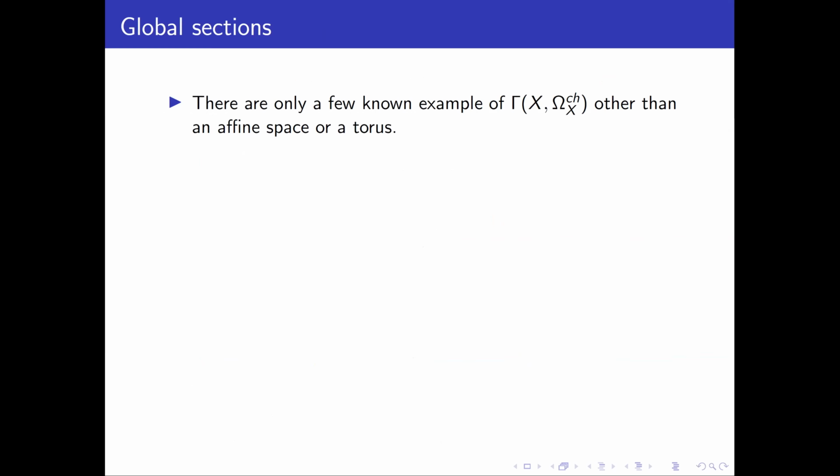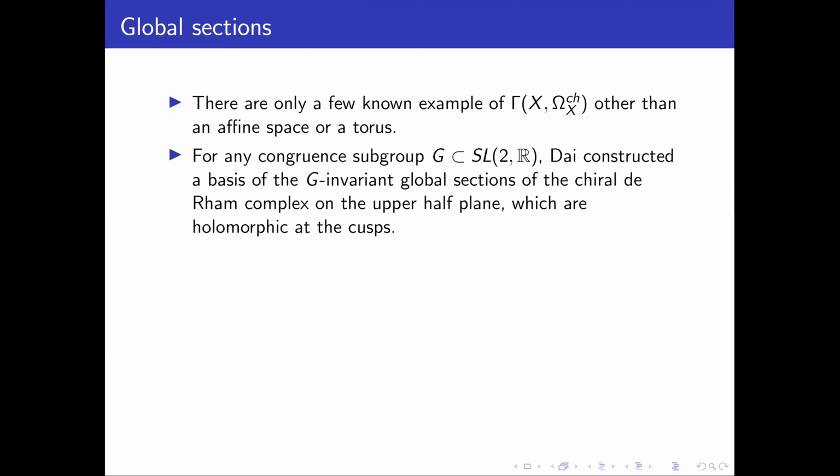Now, about the global sections of this sheaf, there are only a few known examples other than affine space or torus. Of course, for affine space it's trivial, and the torus is almost a trivial thing. I think just 1 or 2 years ago, for any congruence subgroup G of SL2(R), Xuanzong Dai constructed a basis of G-invariant global sections of the Calabi-Yau complex on the upper half plane, which are holomorphic at the cusps. So this can be regarded as a global section of the Calabi-Yau complex on the modular curves. In fact, for any modular form, you can construct a family of global sections.